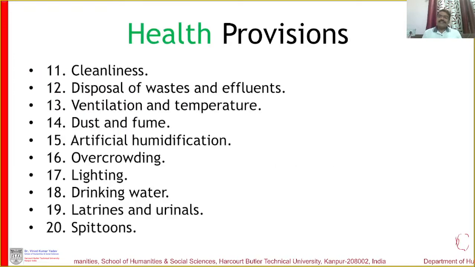So let us take one by one. The health provisions in the Factories Act were laid down from section 11 to section 20. These health provisions at the workplace were related to cleanliness, disposal of waste and effluents. If there is any process in that particular factory where waste and effluent is coming out, what is the mechanism that every factory has to follow for disposal of that waste?